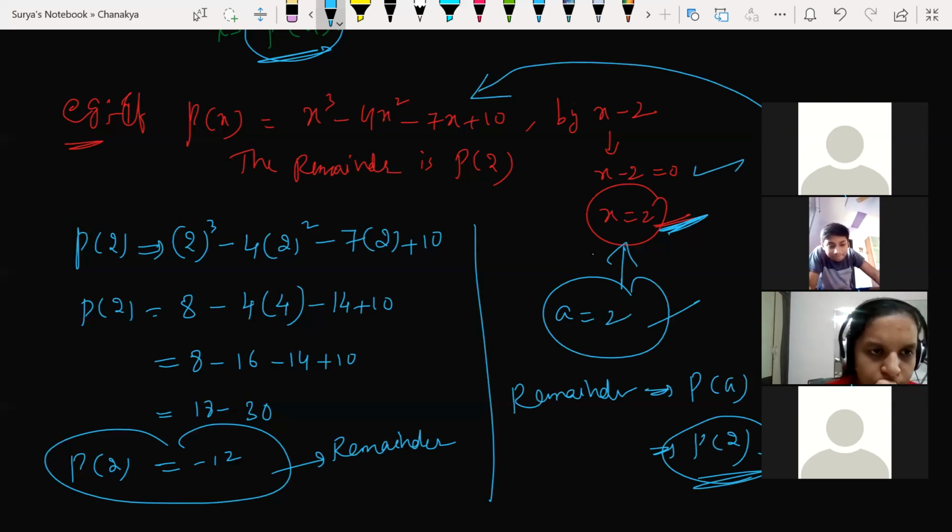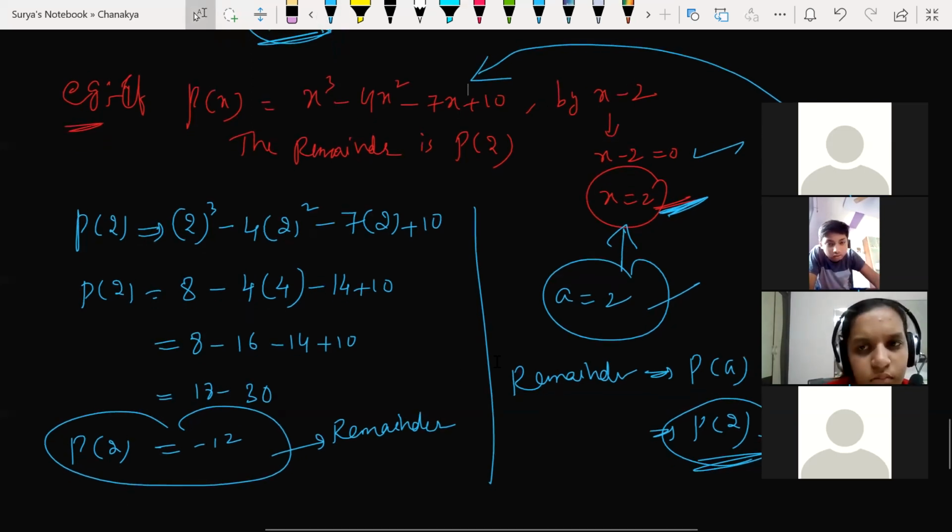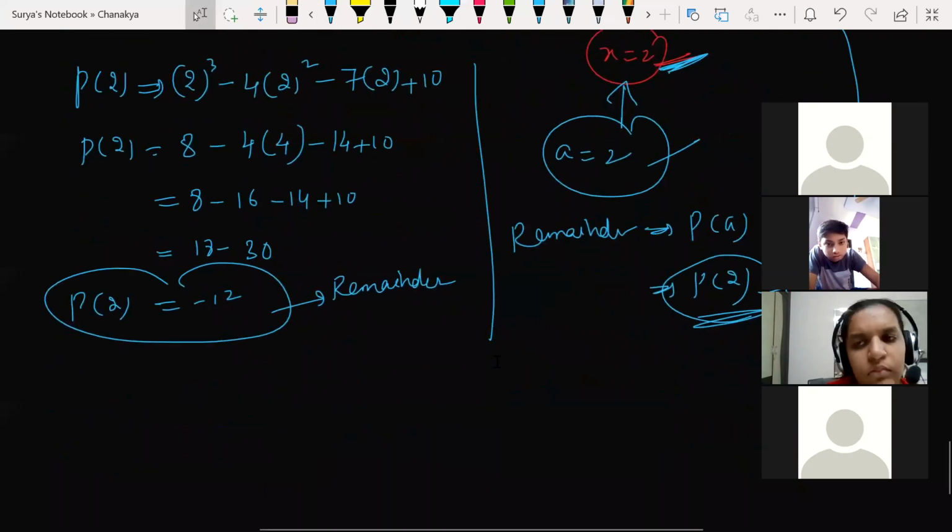Getting my point? Aditya, Ashini, understood? Yes, sir. So this is what the remainder theorem says to us. We'll solve multiple questions on remainder theorem. You can just go hard with your exercise problems.